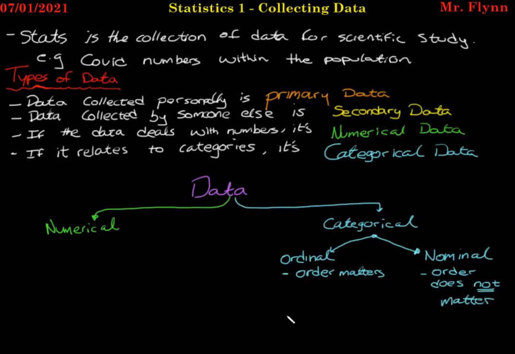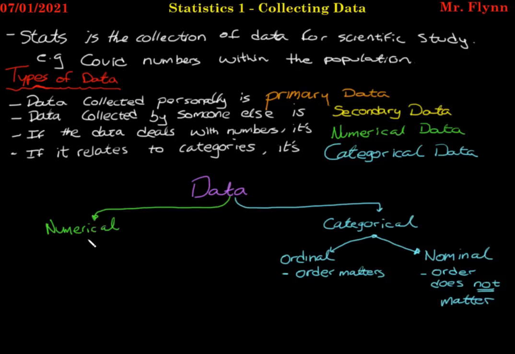Okay, so two examples of those would be, say, subjects in school. If I asked you to rank your subjects that you study from your favorite to your least favorite, well, that would be ordinal data that you'd be giving me. It would be ordered, ranked from most to least favorite. If I just asked you to list the subjects that you studied, well, it would be nominal data because the order wouldn't matter there at all. Okay, so that's when we're dealing with categories.